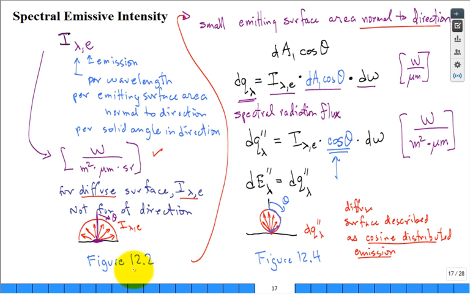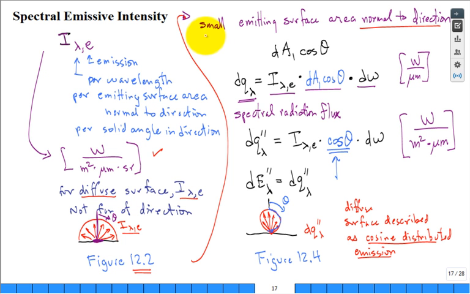If you look at figure 12.2, for a diffuse surface, like a black body is a good diffuse surface, they'll plot something that looks like this. And notice that this doesn't look like a function of theta. Theta is coming down from the perpendicular, and so this is not a function of theta. It's uniform no matter what angle I go off at.